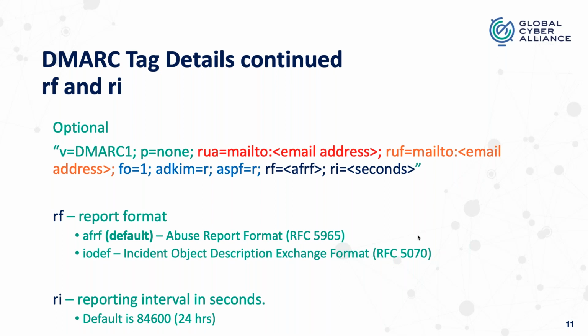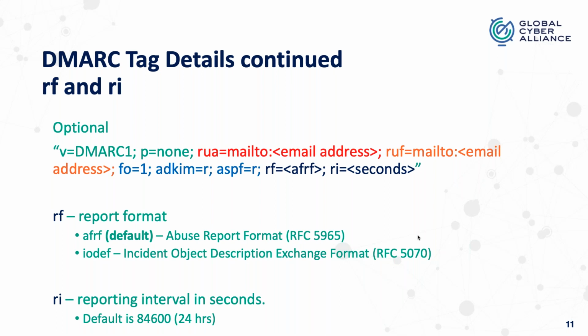The only time I would recommend using the RI tag is if you need to get to quarantine or reject relatively quickly. People will reduce that number, maybe to an hourly basis, so that they can get reports relatively quickly and see, as they're making changes to SPF and DKIM, those changes quickly instead of having to wait about 24 hours for the next report to see what's going on. They can make the changes they need to make and get to reject a little bit quicker than having to wait for a longer period of time.